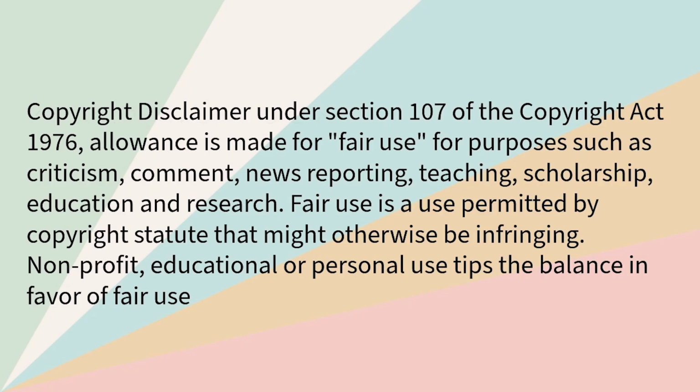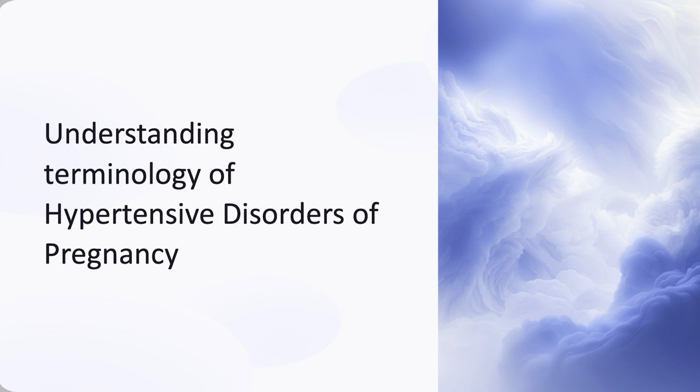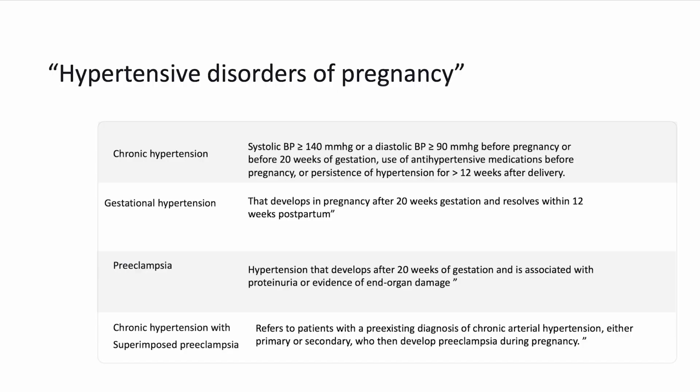Here in this lecture, we will learn about the terminology of hypertensive disorders in pregnancy. Preeclampsia and other hypertensive disorders of pregnancy can significantly impact maternal and fetal health. Chronic hypertension is defined as a systolic BP greater than or equal to 140 millimeters of mercury or a diastolic BP greater than or equal to 90 millimeters of mercury before pregnancy or before 20 weeks of gestation, use of antihypertensive medications before pregnancy, or persistence of hypertension for greater than 12 weeks after delivery.